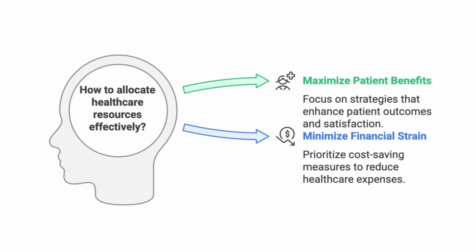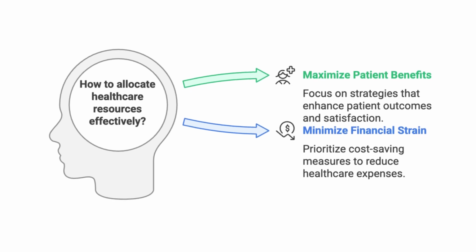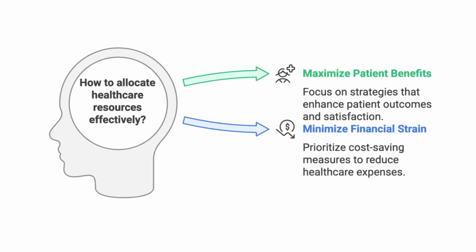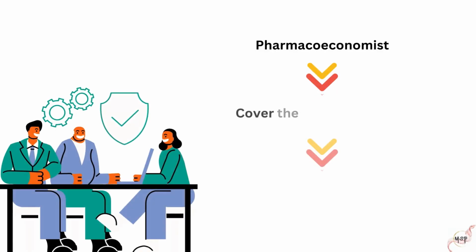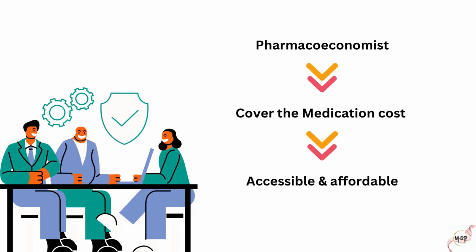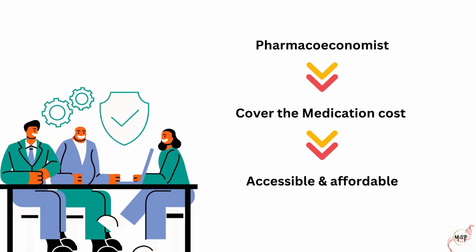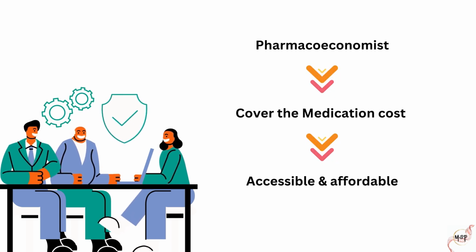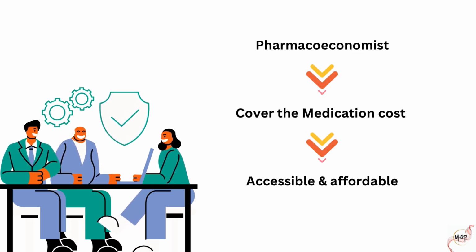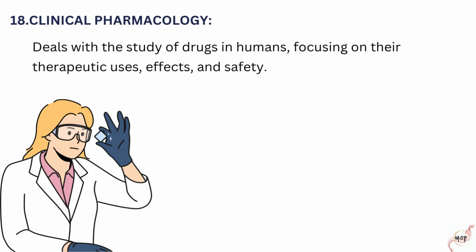Pharmacoeconomists analyze these options to help doctors and policymakers make informed choices. By assessing cost effectiveness, they ensure that healthcare budgets are spent wisely, maximizing patient benefits while minimizing financial strain on healthcare systems. Pharmacoeconomics also helps patients. Insurance companies and healthcare providers use economic evaluations to determine which medications should be covered, making essential drugs more accessible and affordable.